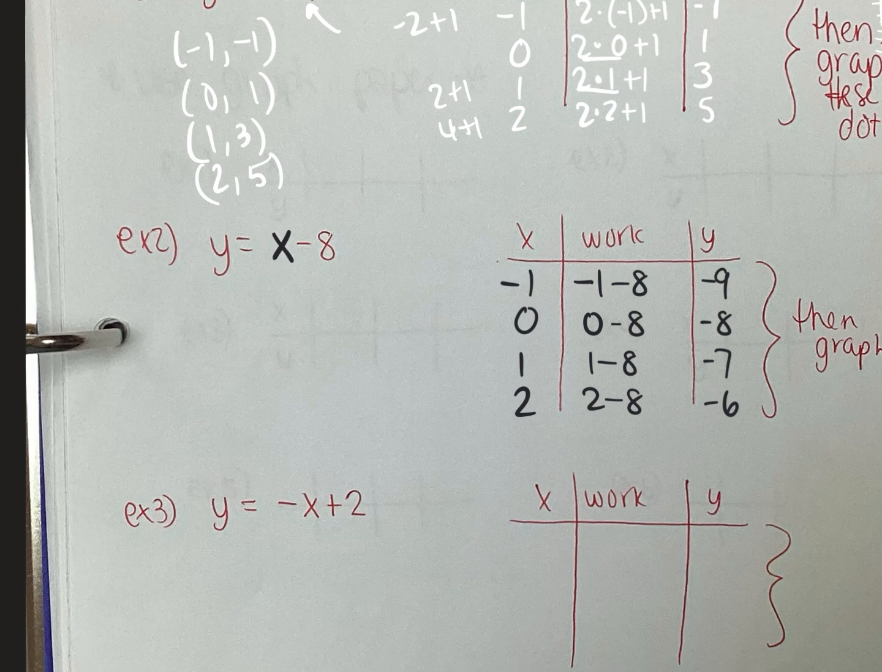You should have gotten negative 9, negative 8, negative 7, and negative 6. So look at my work. These are the numbers I picked, and then we're subtracting 8.